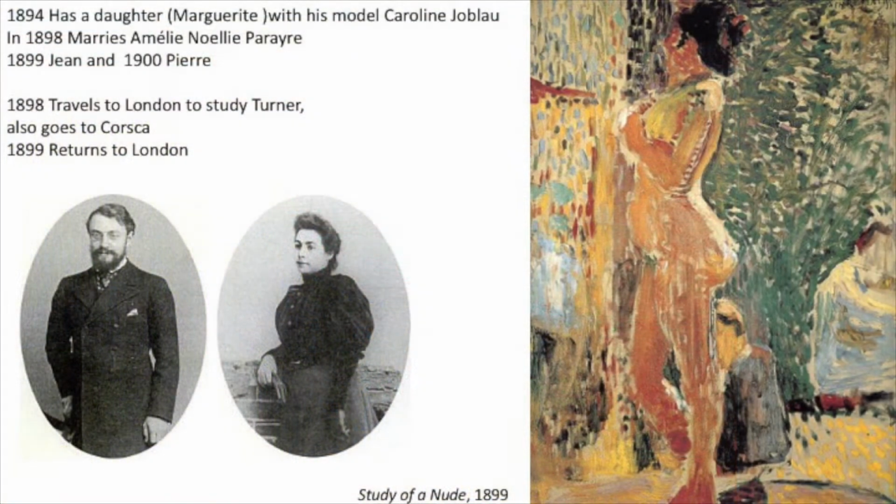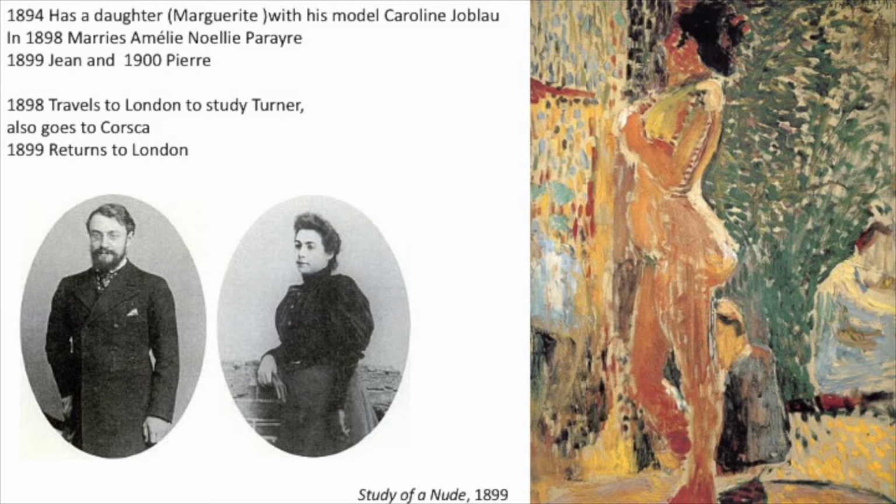In the next chapter of Matisse's life, we see him having a daughter with one of his models, and then he will go on to marry a different woman in 1898 by the name of Amelia. They will have two sons together, Jean and Pierre, and this is the establishment of his family.